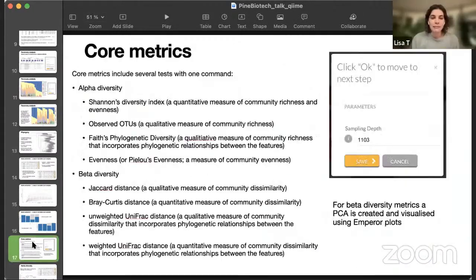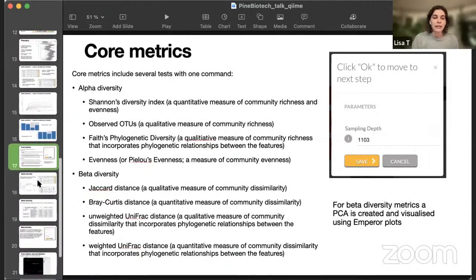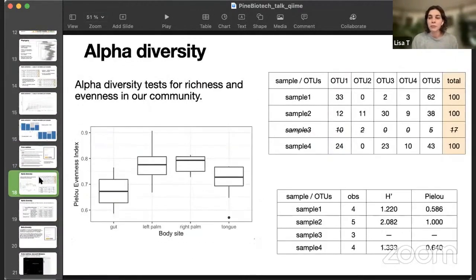The only thing that is left is core metrics, basically calculating all the metrics for alpha and beta diversity using the sampling depth that we just identified. And it will give us an idea. So the alpha diversity will give us an idea how things are inside the sample, basically telling us how rich and even our samples are, with different indices, Shannon index, Faith's PD index.